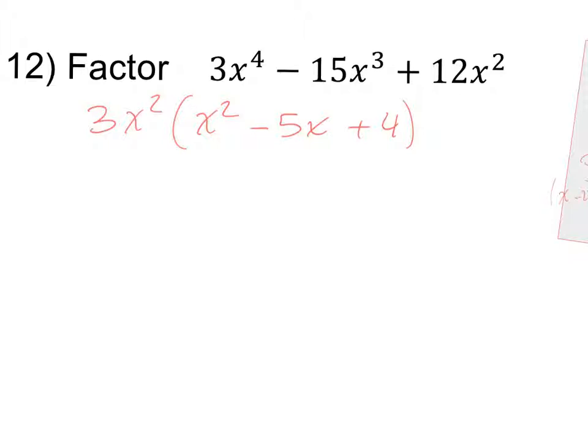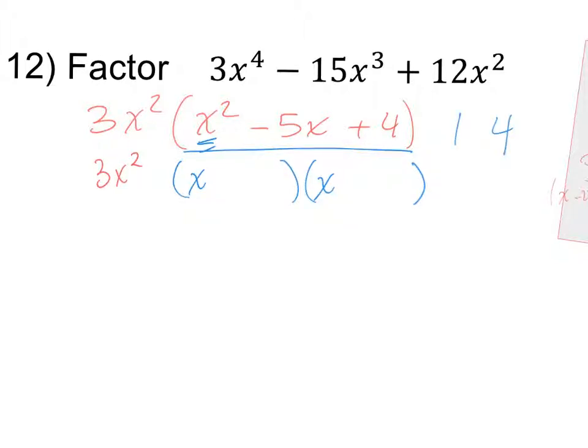So I rewrite the 3x² because it is still a factor. Then I take this parentheses and break it down into the 2 binomials that it represents. I know x squared is x times x, and the products of 4 that add to 5 are 1 and 4. They multiply to a positive and add to a negative, so that means it's negative 1 and negative 4. Now I'm factored. And what happened to the negative 5?